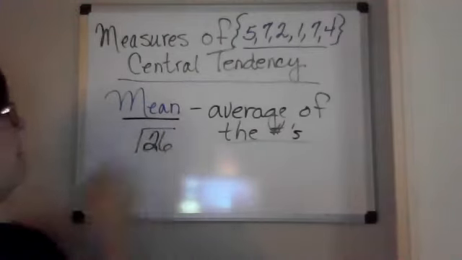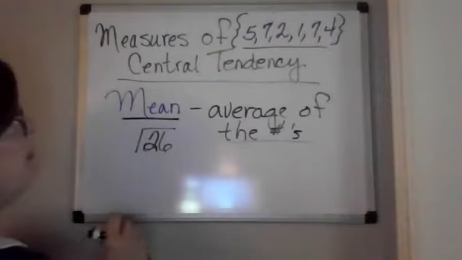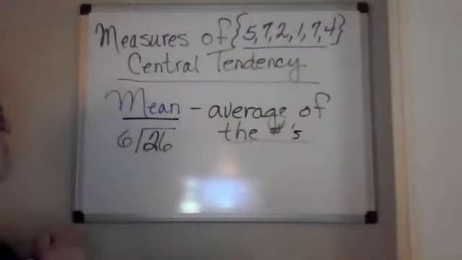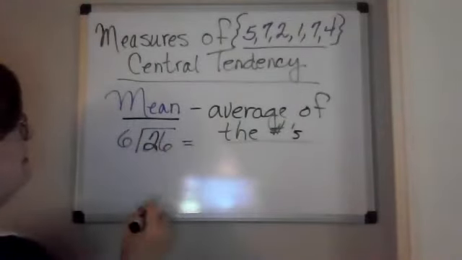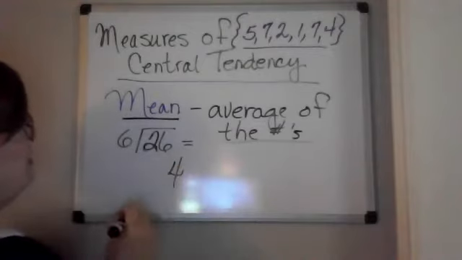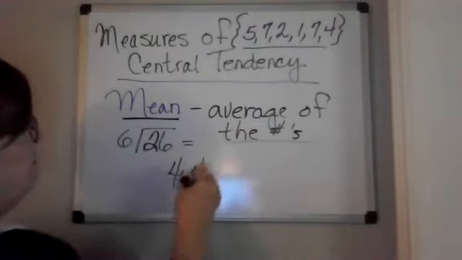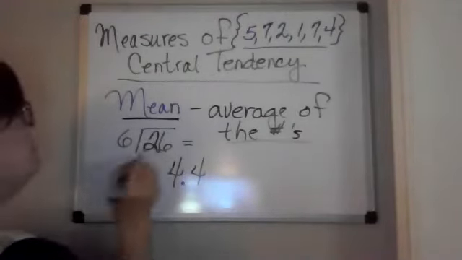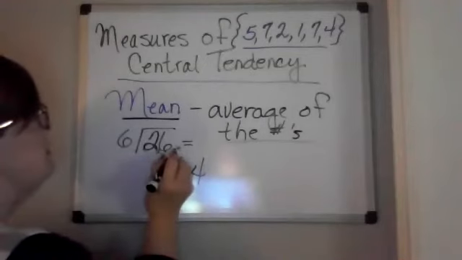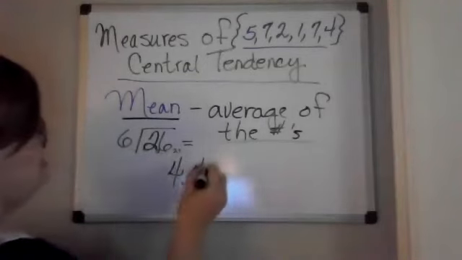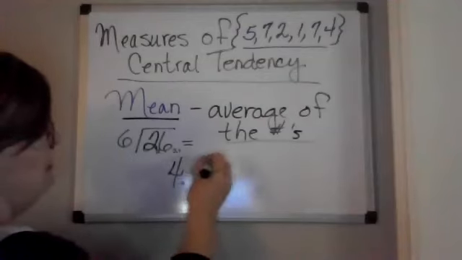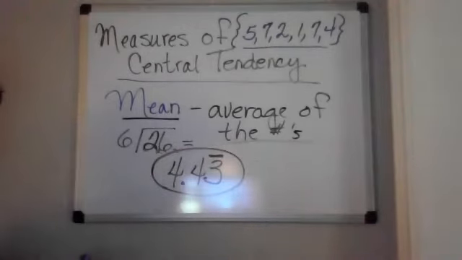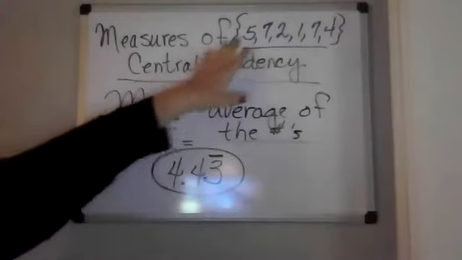And then I'm going to divide that 26 by how many numbers there are. 1, 2, 3, 4, 5, 6. When I divide that, I'm going to get 4.4. Let's see. Okay, 26 divided by 6 is 4.3, and the 3 goes on forever. So if you all have your calculators, see if I'm correct.